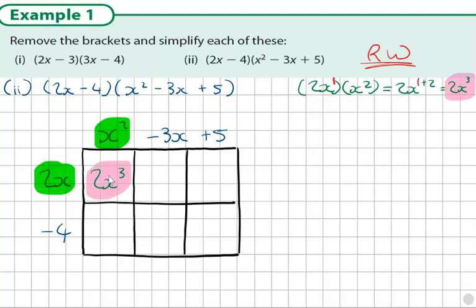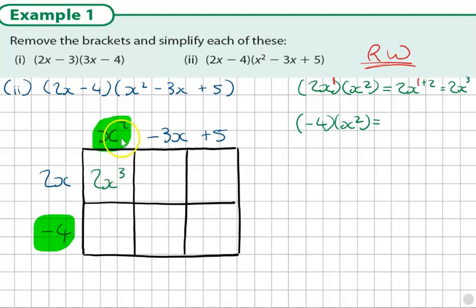Then we choose another 2 terms to multiply. I'm going to go with x squared multiplied by minus 4. And a number times a letter, we stick them together. So we get minus 4x squared. So that goes into that box there.